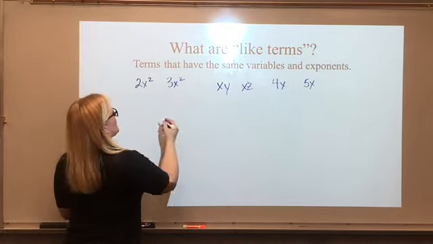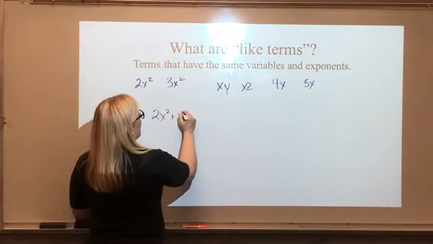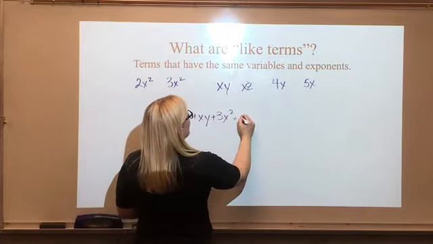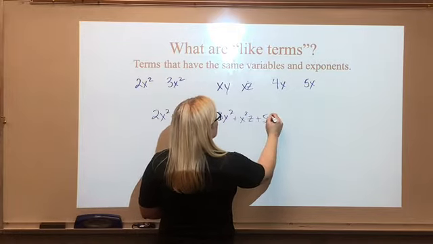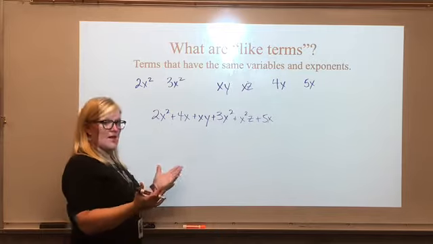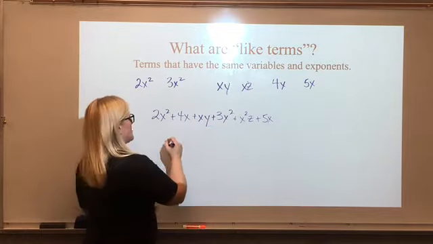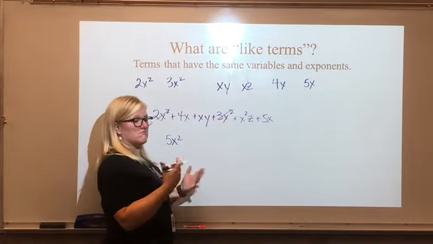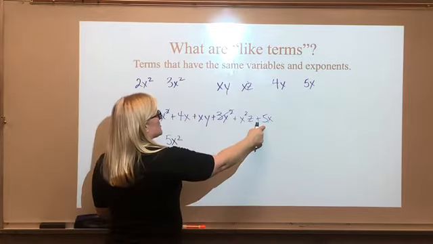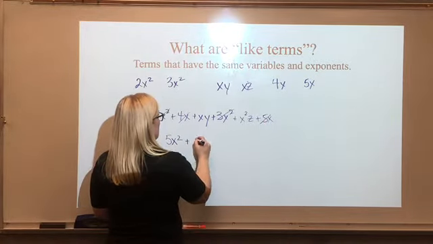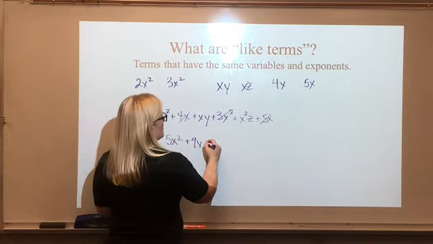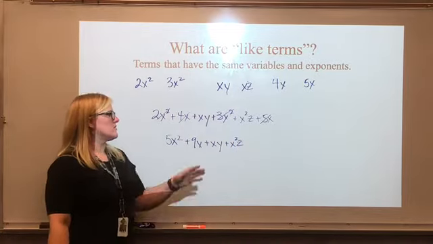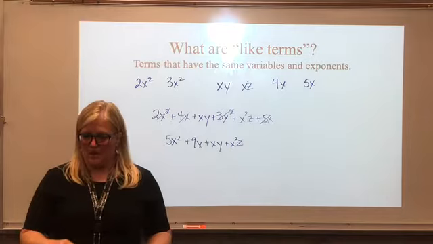So if I was asked to add these up, say I've got 2x squared plus 4x plus xy plus 3x squared plus x squared z plus 5x, I would make sure that I combine my like terms. So 2x squared and 3x squared, that's 5x squared. I like to cross them out after I use them, otherwise I get confused. 4x plus 5x, 9x. And then these aren't like anything, so they just get tagged on to the end. Okay, so just a quick review of what like terms are.